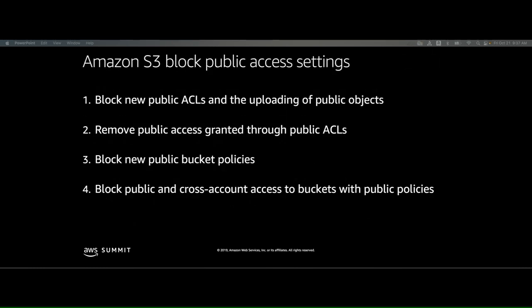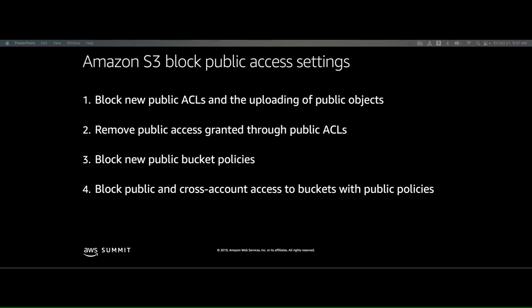Now, what do we have to do with Amazon S3 block public access settings? So basically, what we do is we block new public ACLs and the uploading of public objects. So every bucket by default is private, right? So if it gets public at some point, it's because we explicitly make it public, right? So something else that we can do is remove public access granted through a public ACL. That's very important as well. We can go to ACL and remove the public access.